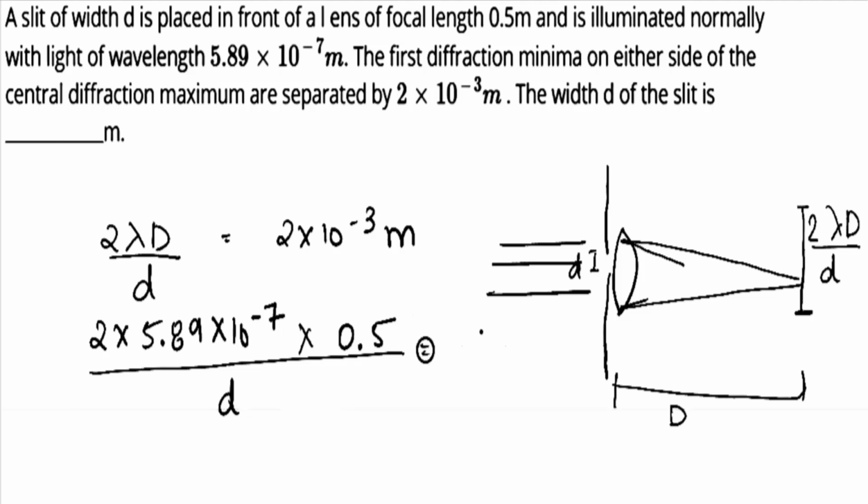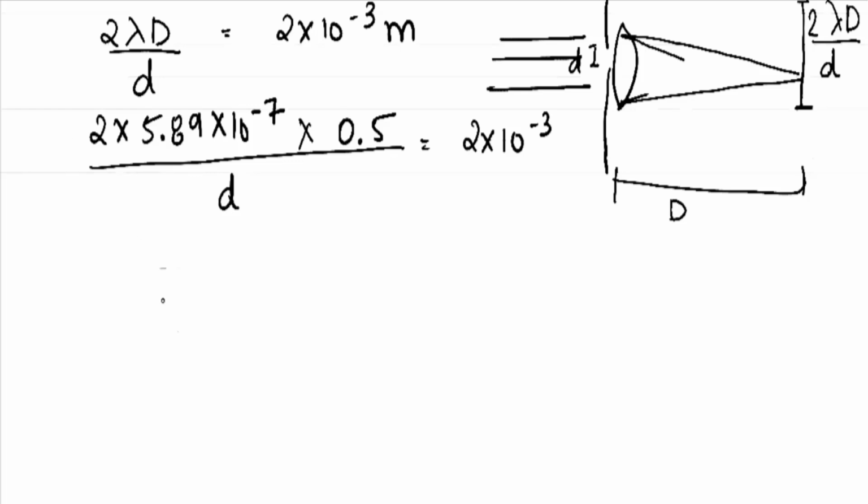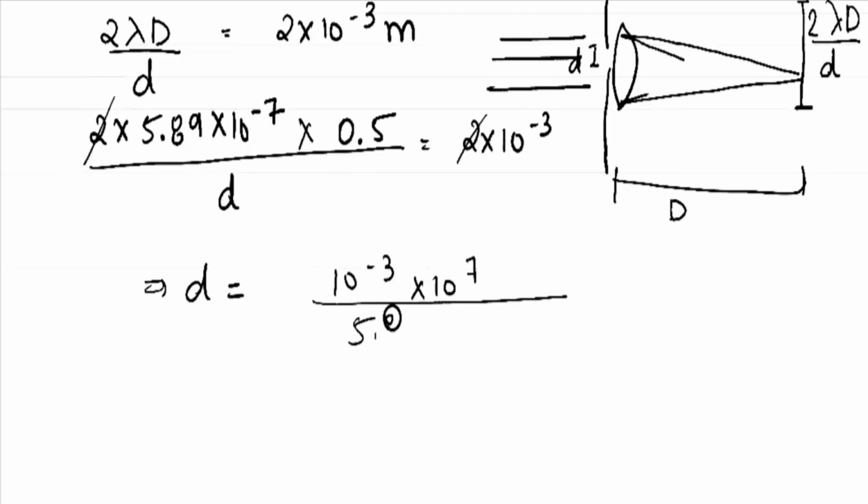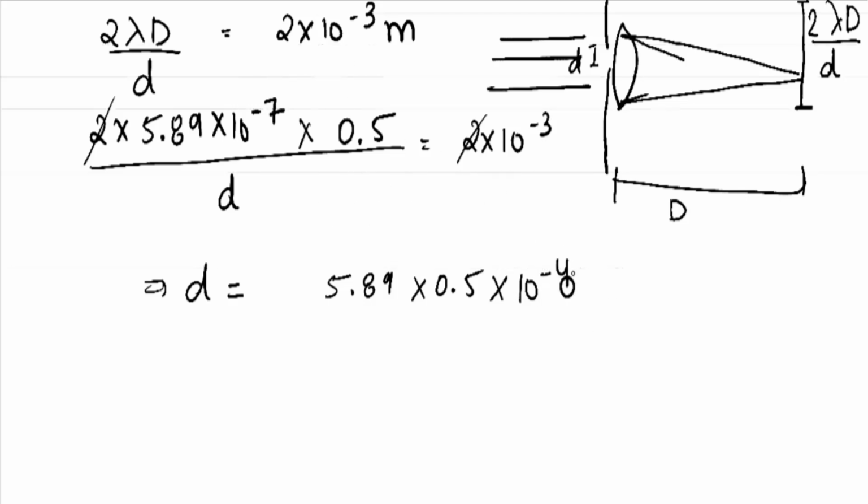Small d we do not know, we have to calculate that: 2 into 10 to the power minus 3. Correct. So from here, what we can say is that D would be equal to, this 2 and this 2 get cancelled, right? So 10 to the power minus 3 into 10 to the power 7 by 5.8. Not actually this, this is 1 by D. D is equal to 5.89 into 0.5 into 10 to the power minus 7 plus 3, so that would be 10 to the power minus 4.